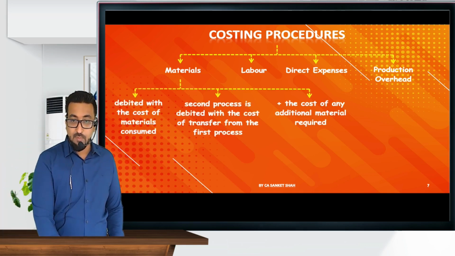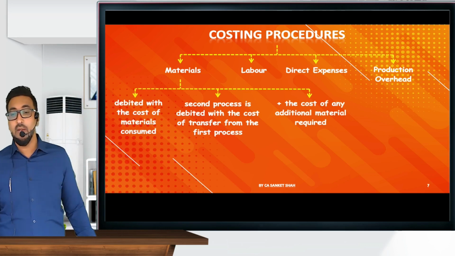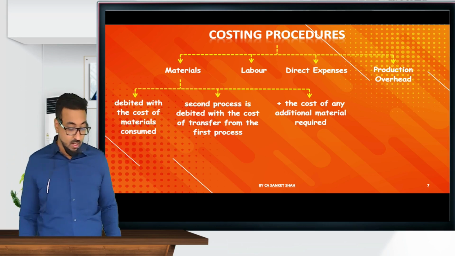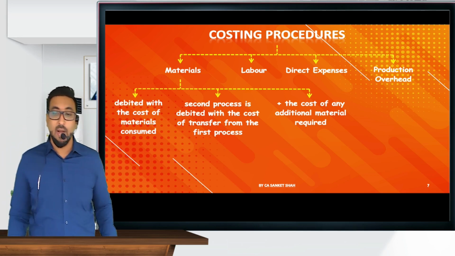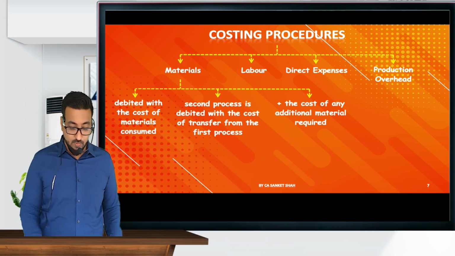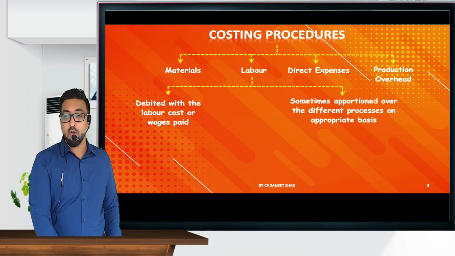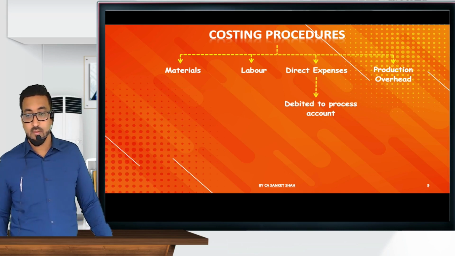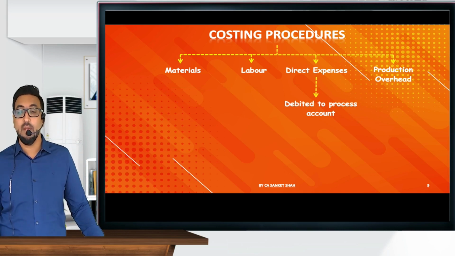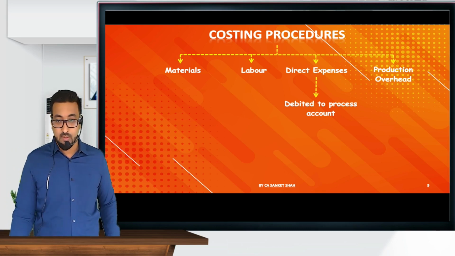तो सबसे पहले debit में material, whatever material is consumed will be debited. Then second process is debited with the transfer of first process. तो जो भी first process से transfer होगा वो आपका process 2 में आएगा, and the cost of additional material required ये भी उसमें add हो जाएगा. Labor cost is debited and some different process for apportionment of labor cost according to hours work. So labor cost we will divide according to hours work.